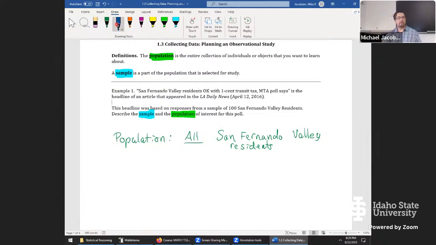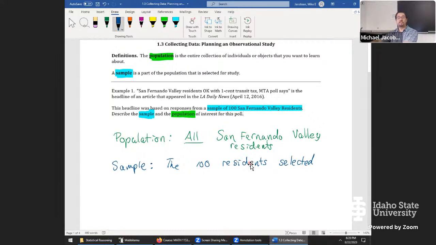If you have one, either the population or the sample, getting the other is usually a little bit quicker. So let's now say sample. The sample is just a segment of the entire population, all San Fernando Valley residents. But oftentimes it's kind of looking right at you. It said here, the headline was based on the response from a sample of 100 San Fernando Valley residents. I like the wording there because they're really just trying to give it to us. That's our sample. We can just say simply here, the 100 residents selected.